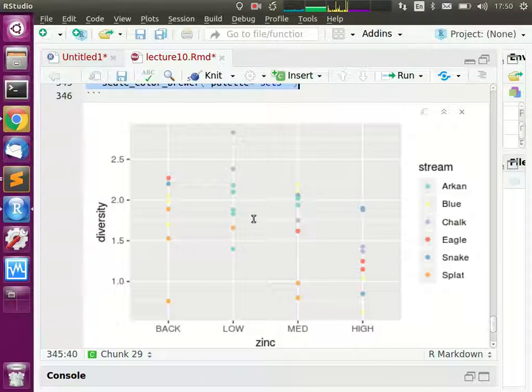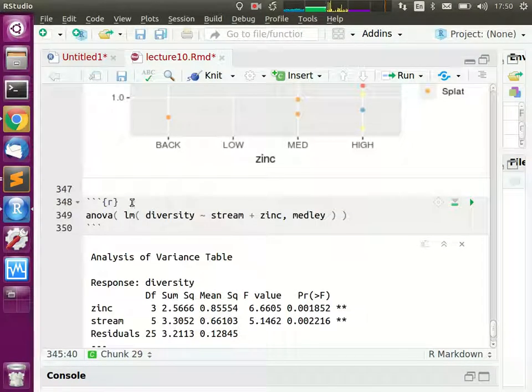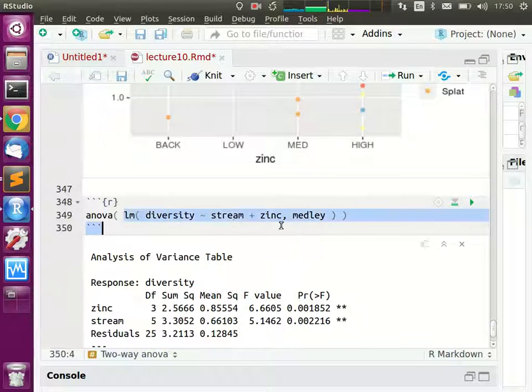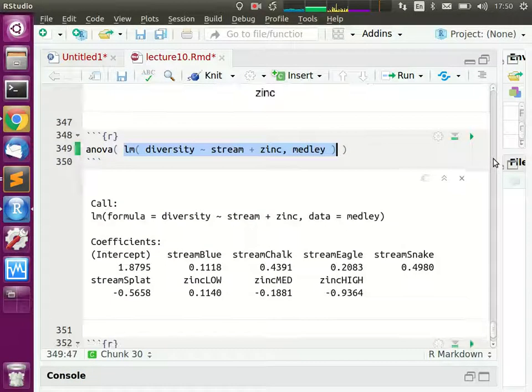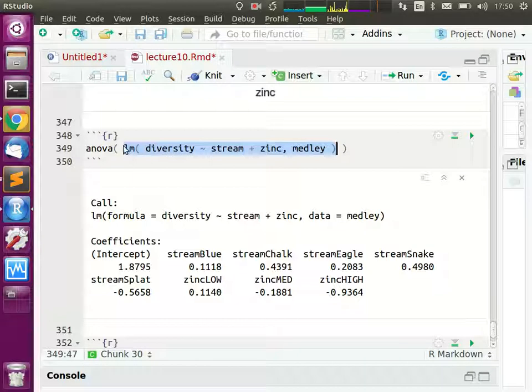So the way we do it instead is that we calculate one mean overall for each stream, averaging over all the things, and one mean for each zinc concentration. Not quite like this. Maybe I show you quickly what this linear model does if we calculate this here. You see this linear model, this is the inner part here, it's called linear model, and now you can also see what I have here. Diversity is stream plus zinc.